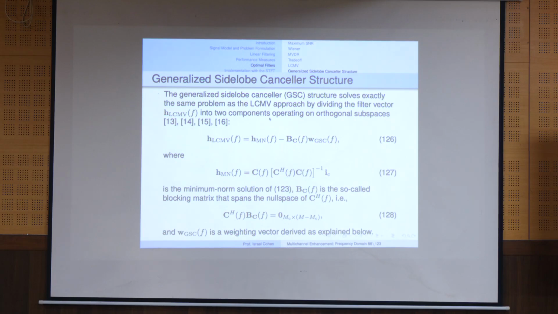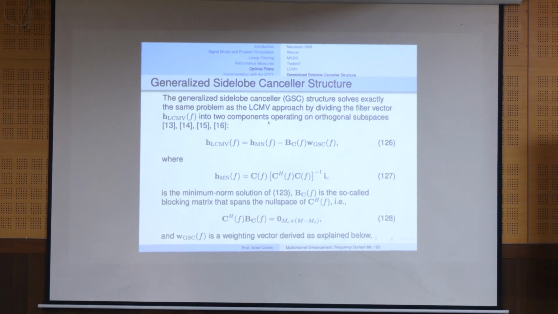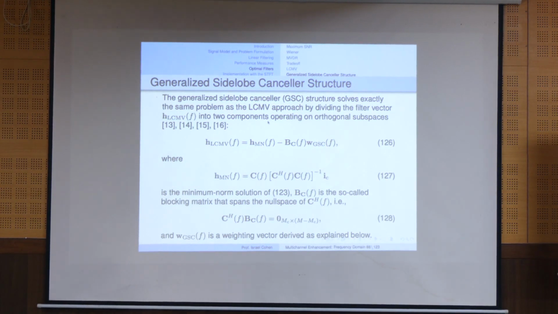So we separate this structure into two things like this. One, the top, is just to find a solution that satisfies the constraint. And at the bottom, we find the solution of the filter that satisfies the minimization of the power or the variance at the output. This is the idea.